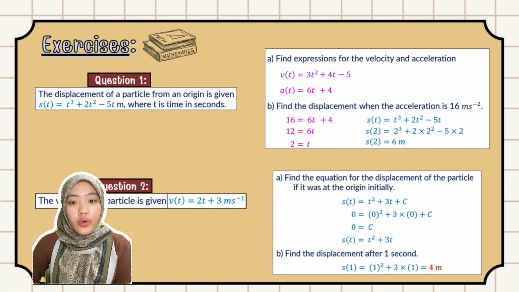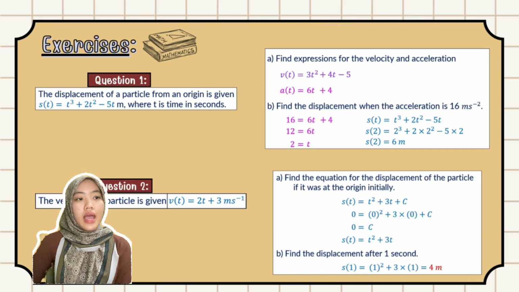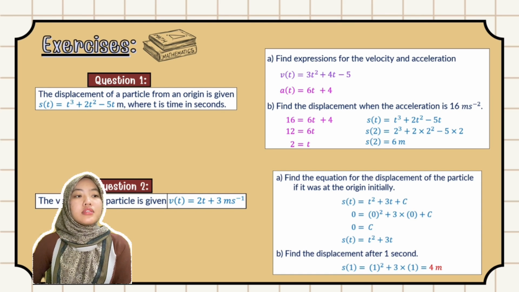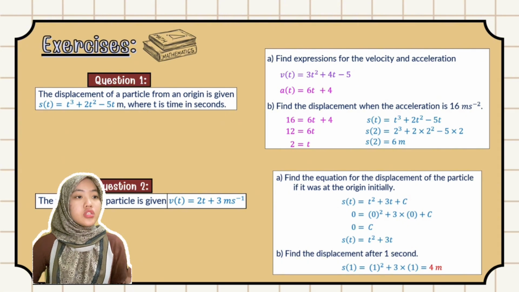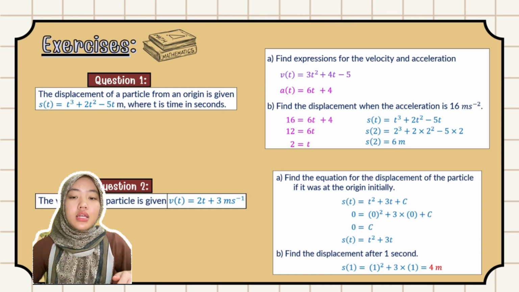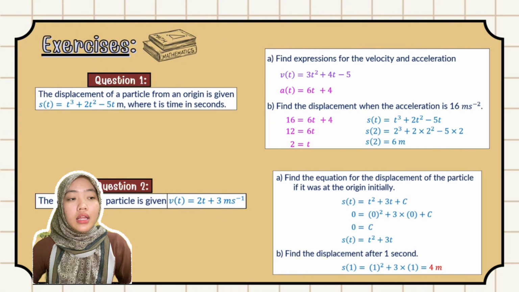Then you take the original displacement equation, which is s equal to t cubed plus 2t to the power of 2 minus 5t. And then you just substitute the value of t, which is 2, into the equation, and then you will get the answer, which is 6. And don't forget, the unit of displacement is meters.